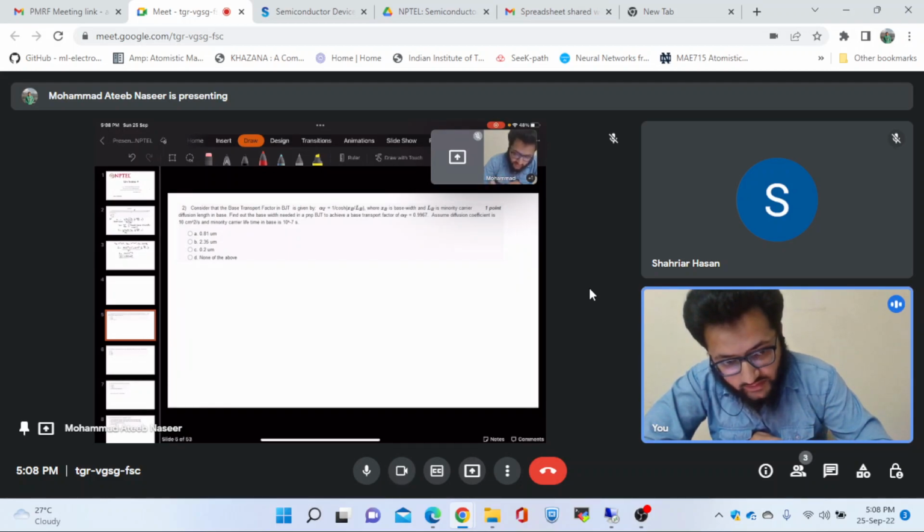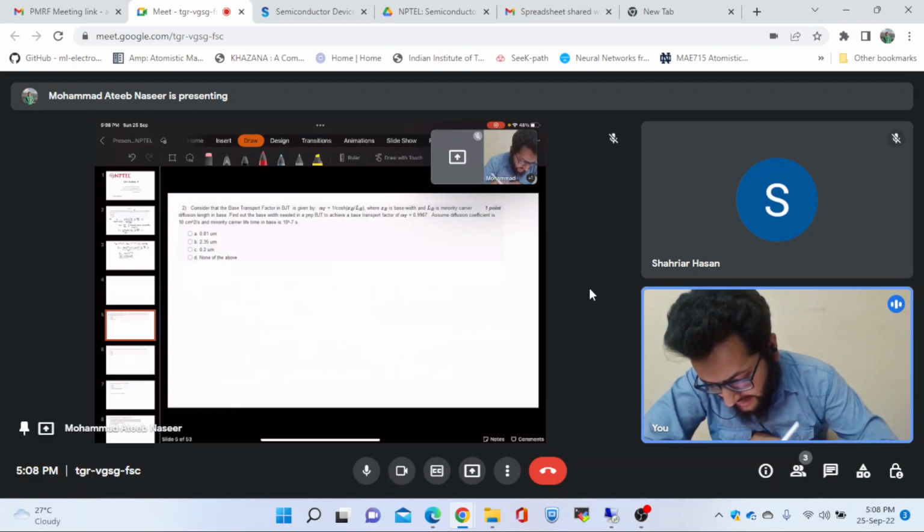So it will depend on the carrier lifetime, this minority carrier lifetime. And we have been told to find the base width, that is, we require this XB to be found in this PNP BJT, so that we will have the transport factor equal to 0.9967, and this diffusion coefficient is given to be equal to 10 centimeter square per second, and the minority carrier lifetime is 10 to the power minus 7.